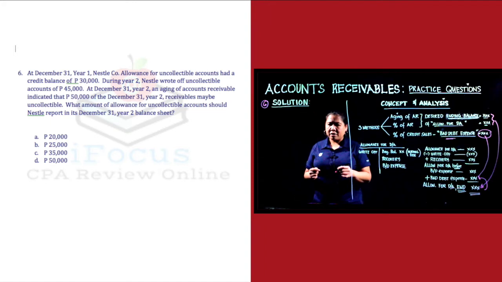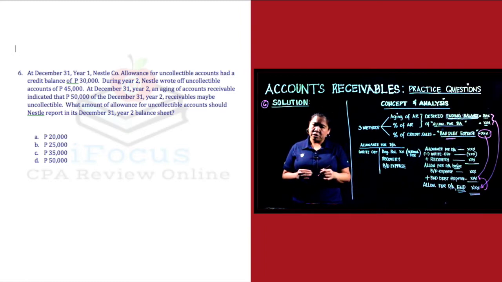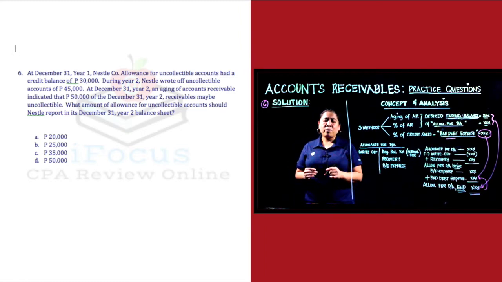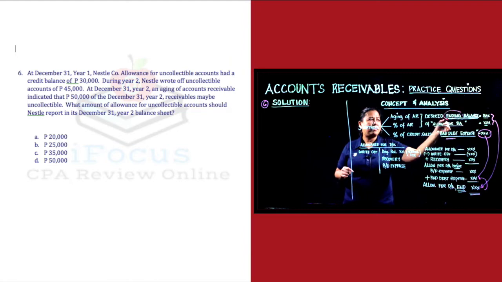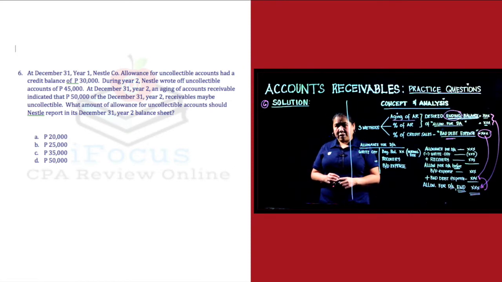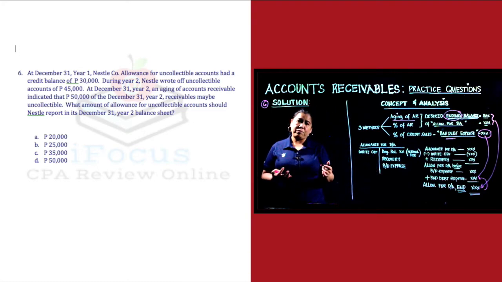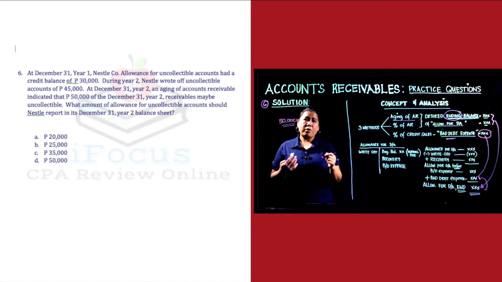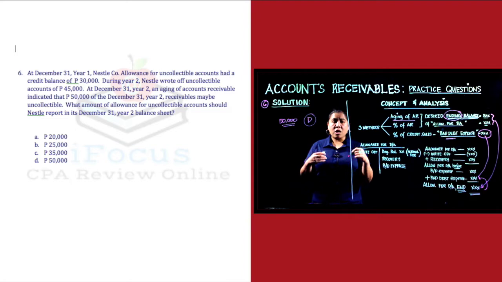Back to the problem. At December 31st, year 2, an aging of accounts receivable indicated that 50,000 of the December 31st, year 2 receivable may be uncollectible. So, anong hinahanap ng problem? Yung ending balance. At ang ginagamit ng problem ay yung aging of your accounts receivable. So, ang ibig sabihin, yung 50,000, yan na rin po yung answer natin. Alright? So, our answer is 50,000 according to the aging of the accounts receivable. So, our answer is letter D. If you know the concept, kahit baliktad-baliktarin ka pa, makukuha mo pa rin ang answer. Alright?